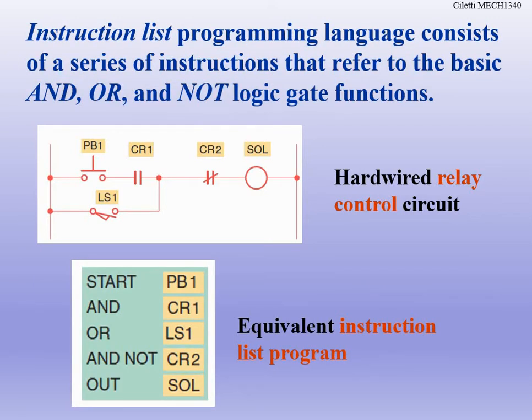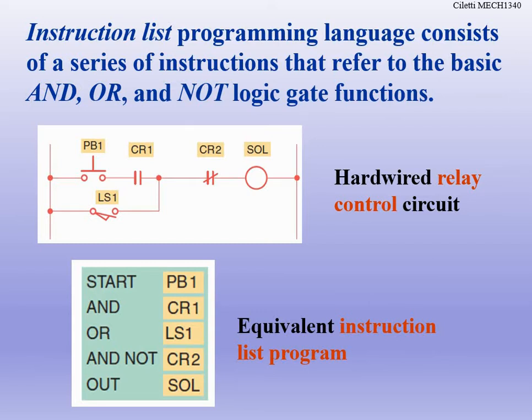Okay, now if we wanted to do the list instructions that we talked about. Remember I mentioned there are multiple types of programming languages, and there's the list instruction. So if we look at the hardwired relay control circuit, that's the same one as before. If we did a list instruction, you would have to write it in terms of ANDs and ORs, and remember NOTs.